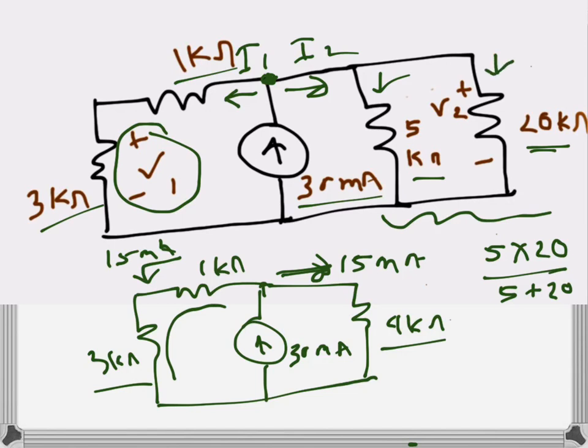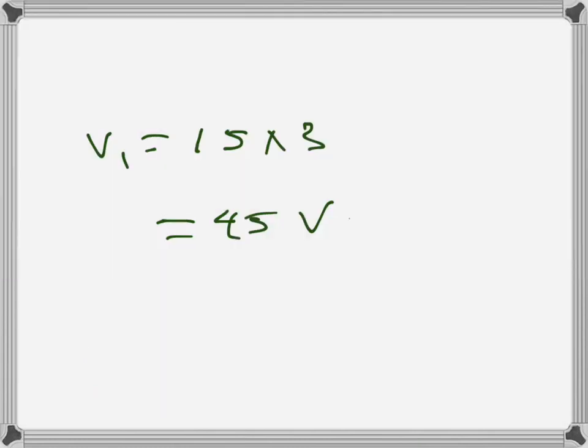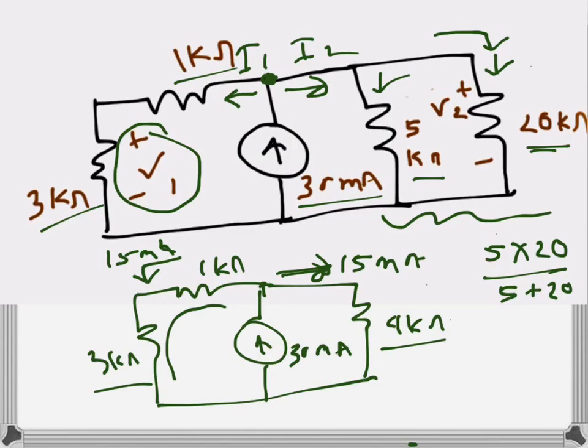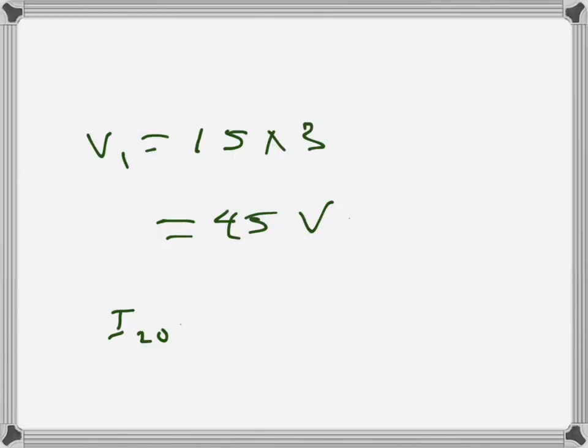So we will have to apply the current divider rule to find the current through the 20 kilo ohms resistance, because the voltage drop across that is our V2. So if we call the current through the 20 kilo ohms resistor I20.